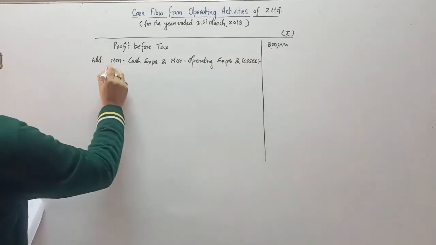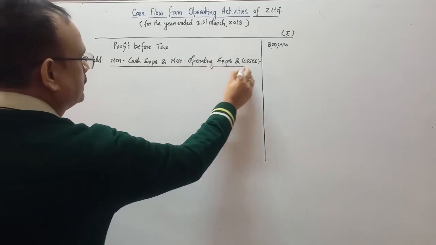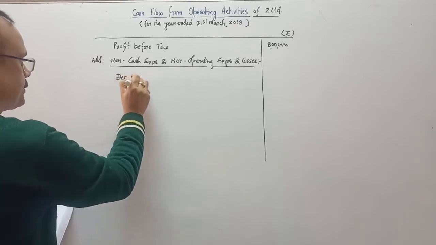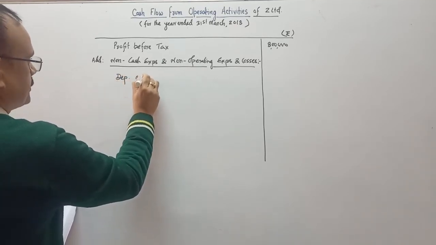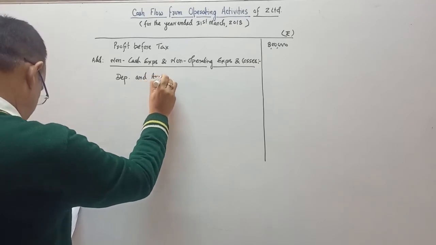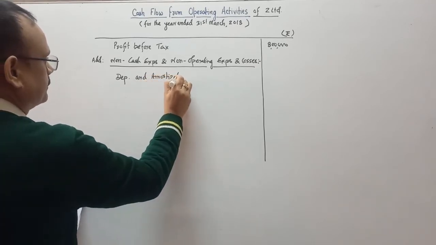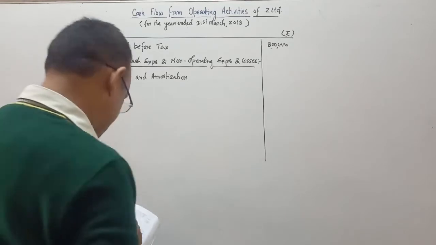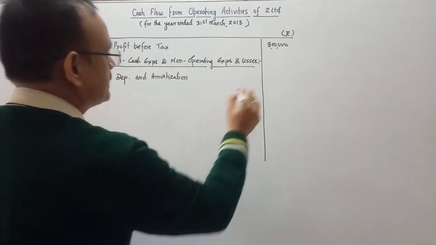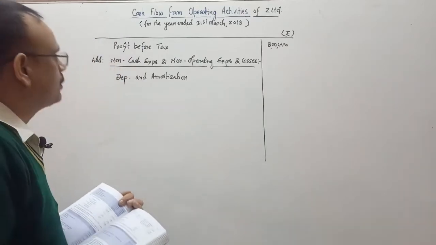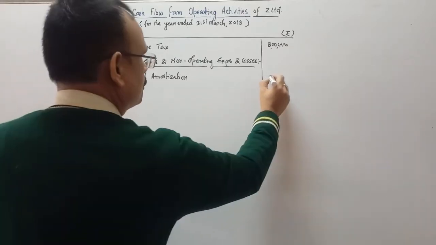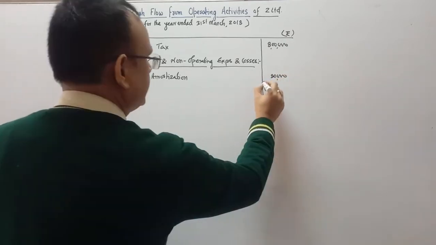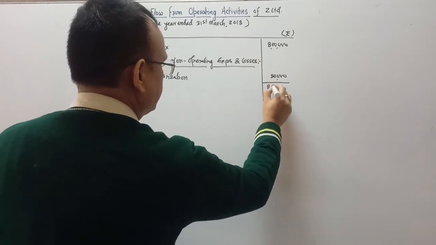Okay, so under this the depreciation and amortization is coming. Depreciation expense and amortization expense, that is 80,000. There is no non-operating incomes and gains, so we will add it. 80,000 we will add it. Okay, we will add 80,000, so this is 8,80,000.